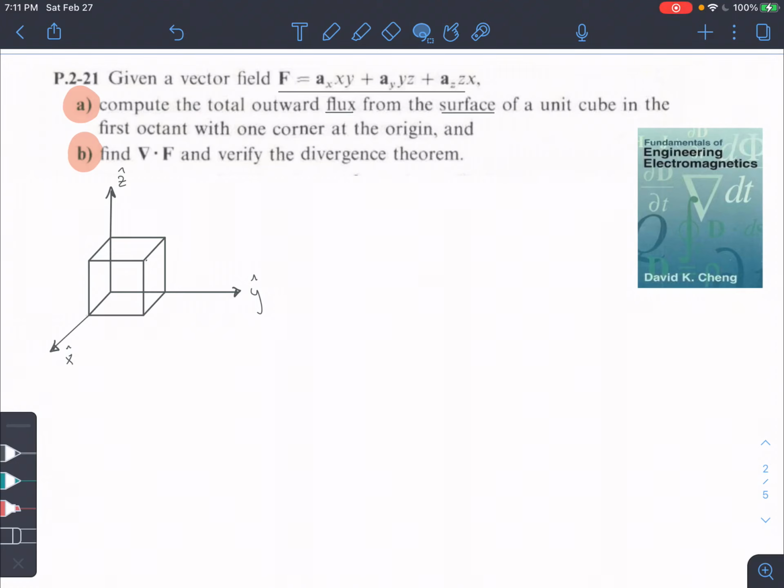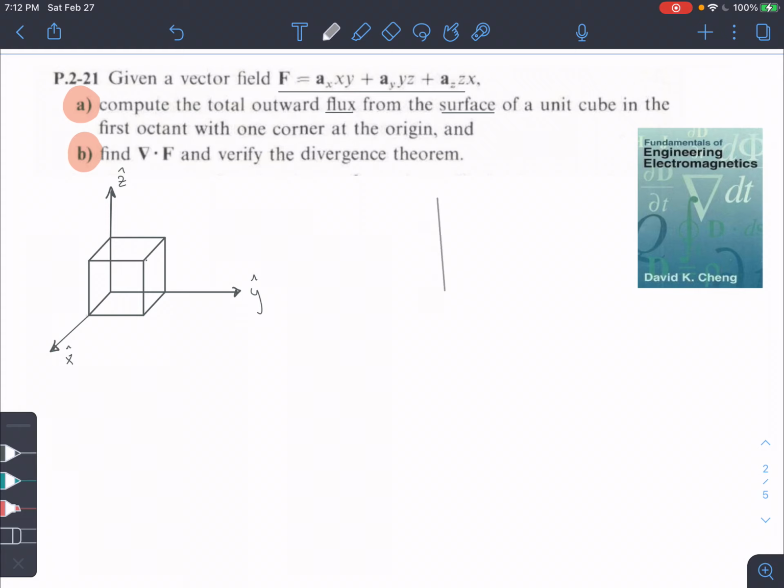Hello. So this is problem 21 from chapter 2 from Cheng, Electromagnetics. The goal for this problem is to compute the total outward flux from the surface of a unit cube in the first octant with one corner at the origin.